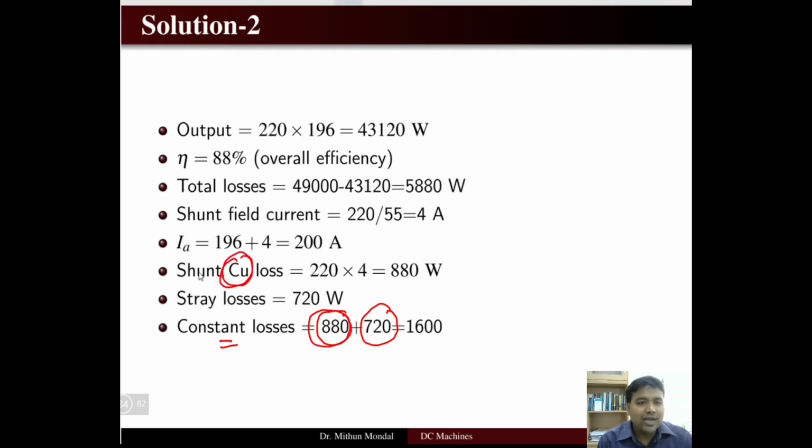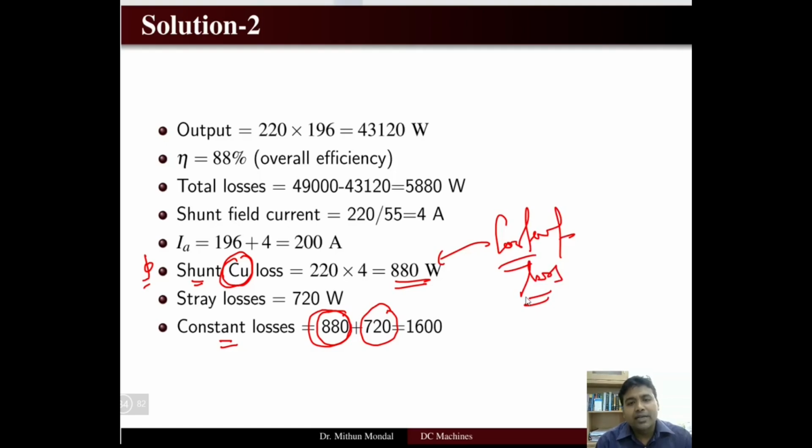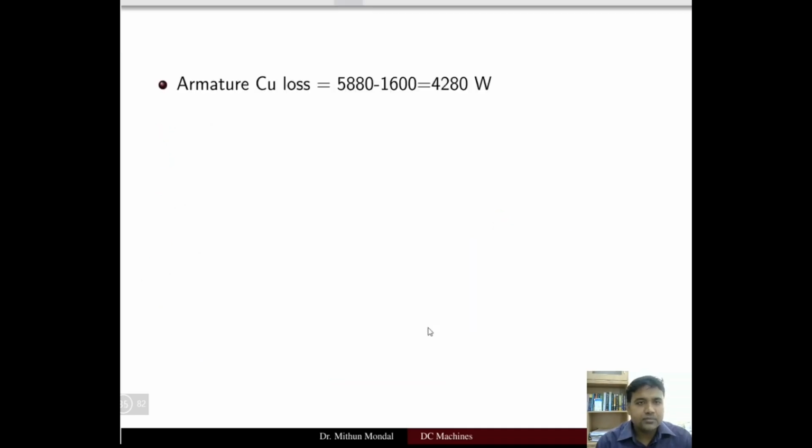Now here you have the shunt, and you know the shunt machine is a constant flux machine. So whatever loss occurs in the shunt field winding will be considered a constant loss, because the entire terminal voltage is applied across the field winding. So 880 watt plus the stray losses will be considered the constant losses of the machine, that is 1600 watt. Now compute the armature copper loss.